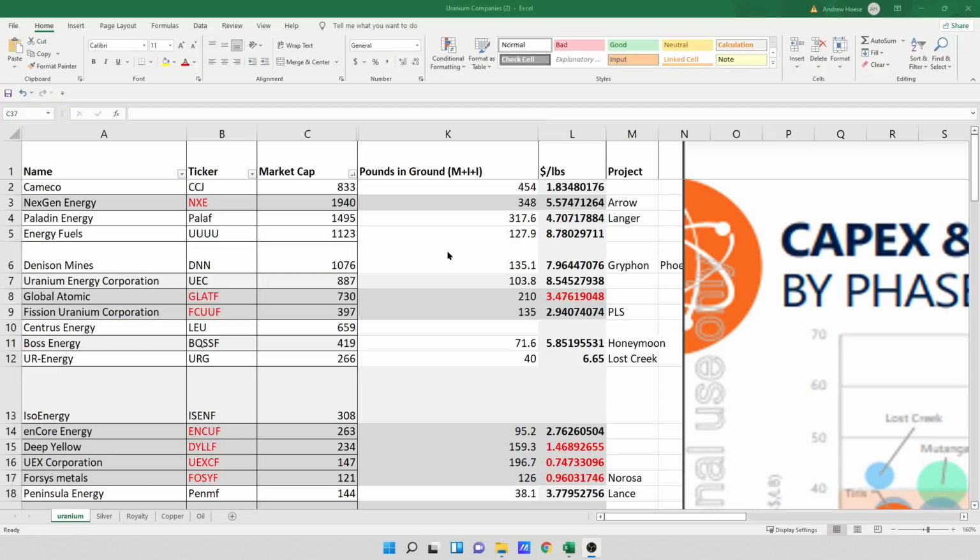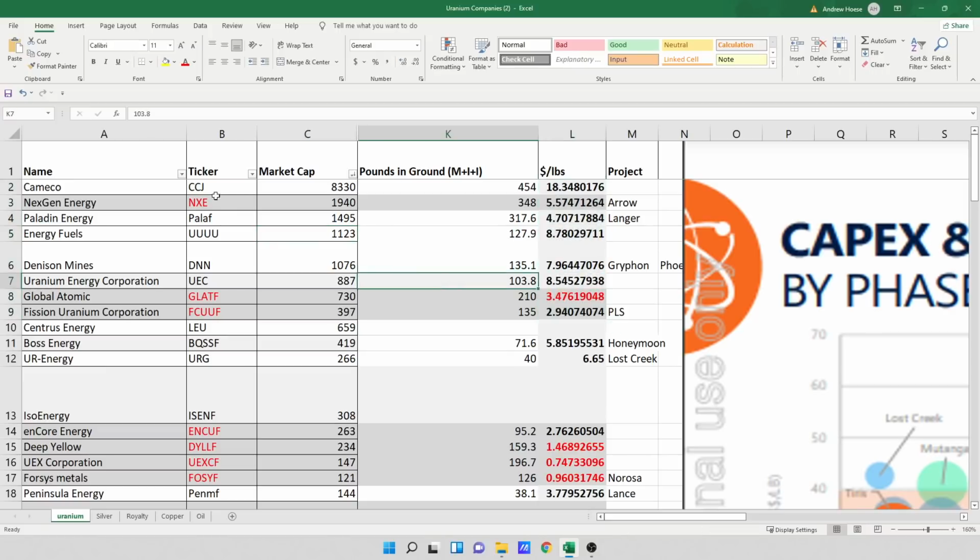So the ones here, we've got Cameco, NextGen, Paladin. These are kind of the producers. They usually get charged the most on a dollars per pound basis. Oops, I forgot to put a zero in this one. It's 8330, so I'm like, there's no way it's that amount. The market caps are 8.3 billion, 1.9 billion, 1.5 billion. And this is the dollars per pound that you're paying in the ground.